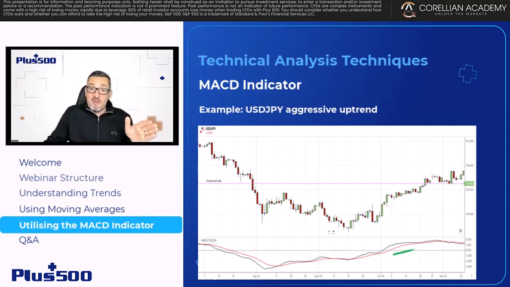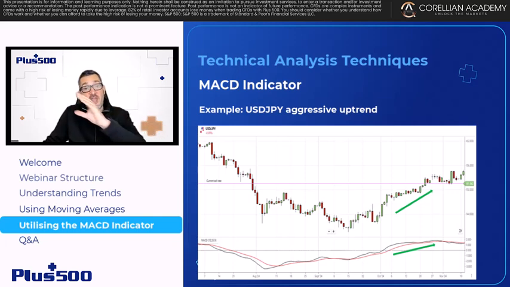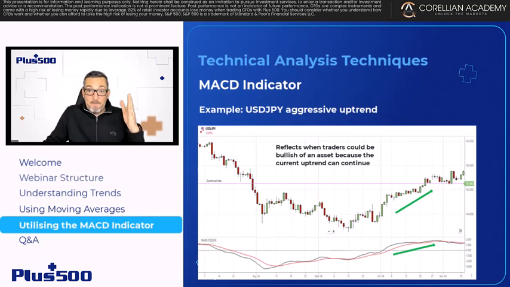This is where the rising indicator line is above zero, above the grey horizontal line on the MACD chart, and its own average. This means the 12-day average is moving above the 26-day average, and the gap between the two averages is increasing as price moves higher. This setup reflects when you should be bullish of an asset because the current uptrend can potentially continue.